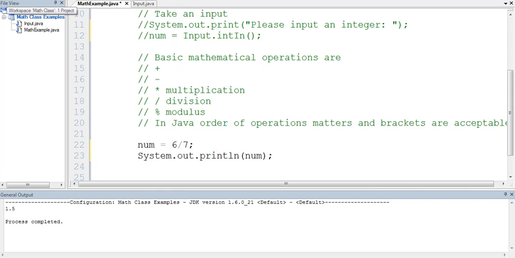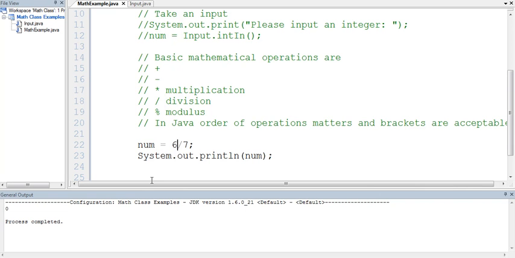So when we ran this, we know that 6 divided by 7 is going to be a decimal of some sort, but it gives us 0. And the question is why? There are 2 reasons for this. Remembering that integers cannot hold decimal points, the first reason is that num cannot hold anything with a decimal. So Java simply chops off those decimals and removes them.